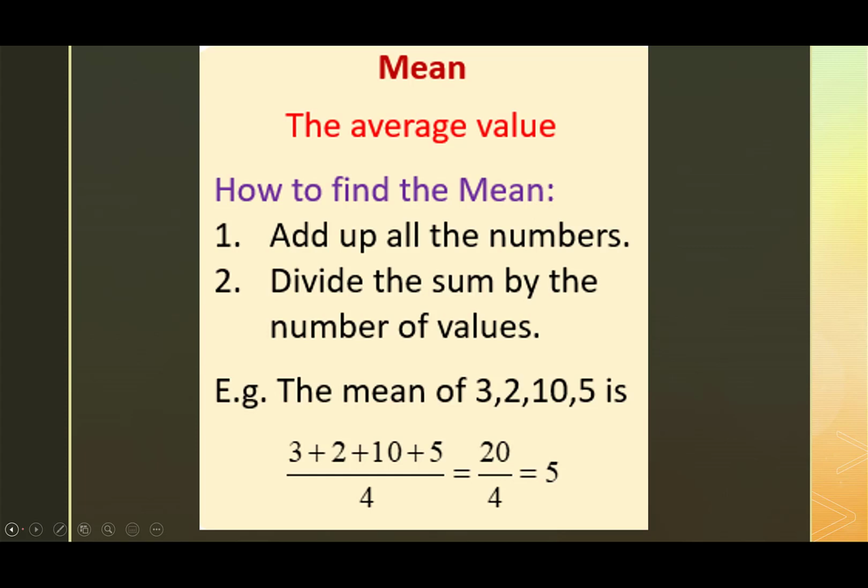There's a little example at the bottom of the screen. If you add the numbers 3, 2, 10, and 5 together, you get 20. Divide that by 4 because there were 4 numbers to get an average of 5. So I'm going to show you a few different types of problems that all require you to find the average.